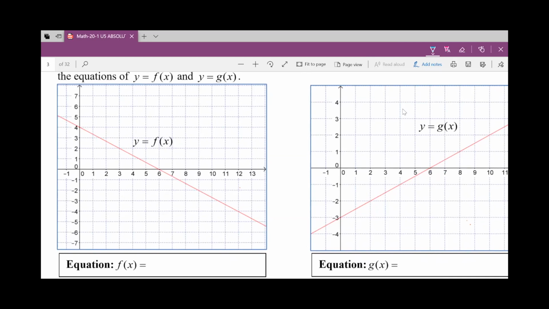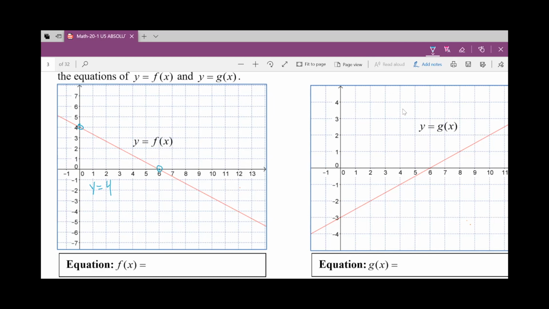What do we know? When we have a line, we can figure out the equation of that line by finding a y-intercept, and we do have a y-intercept at 4. So if x equals 0, y equals 4. That's good. We can also easily figure out the slope by choosing a couple of points that the red line crosses. It crosses at (0, 4), and it also crosses at (6, 0).